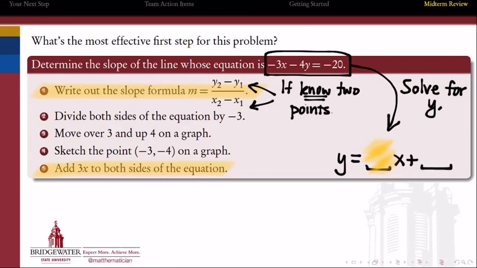So my ultimate priority is to solve for y, and in order to do that, my most effective first step is to take this negative 3x and to somehow move it over to the right side of the equation away from the y, because we're trying to get the y by itself.